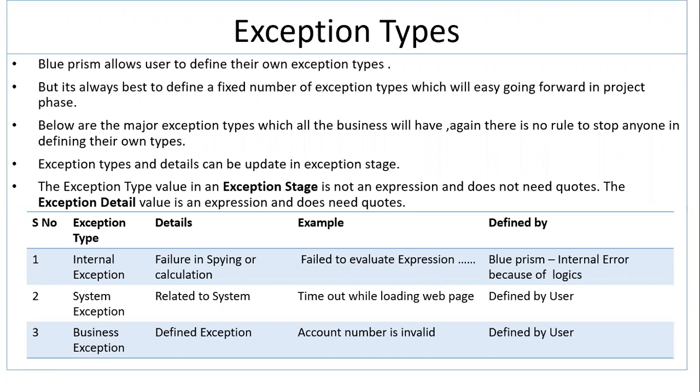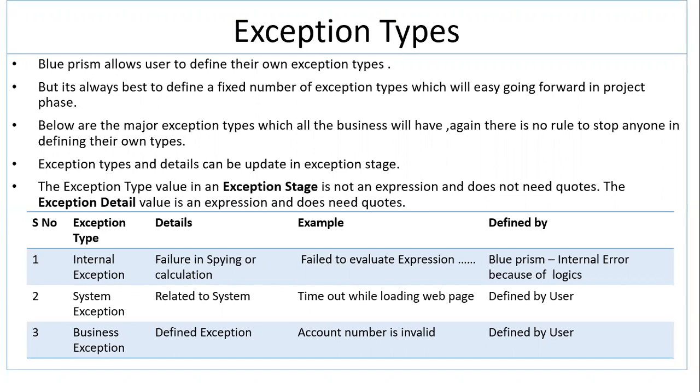I have given a small example: timeout while loading a web page. If you're looking for some web page after login or logout of a particular application, and the response time of the application is not as expected, you can throw it as a system exception, which indirectly says that there is a problem or a delay in your system response. So it is defined or customized by the user.